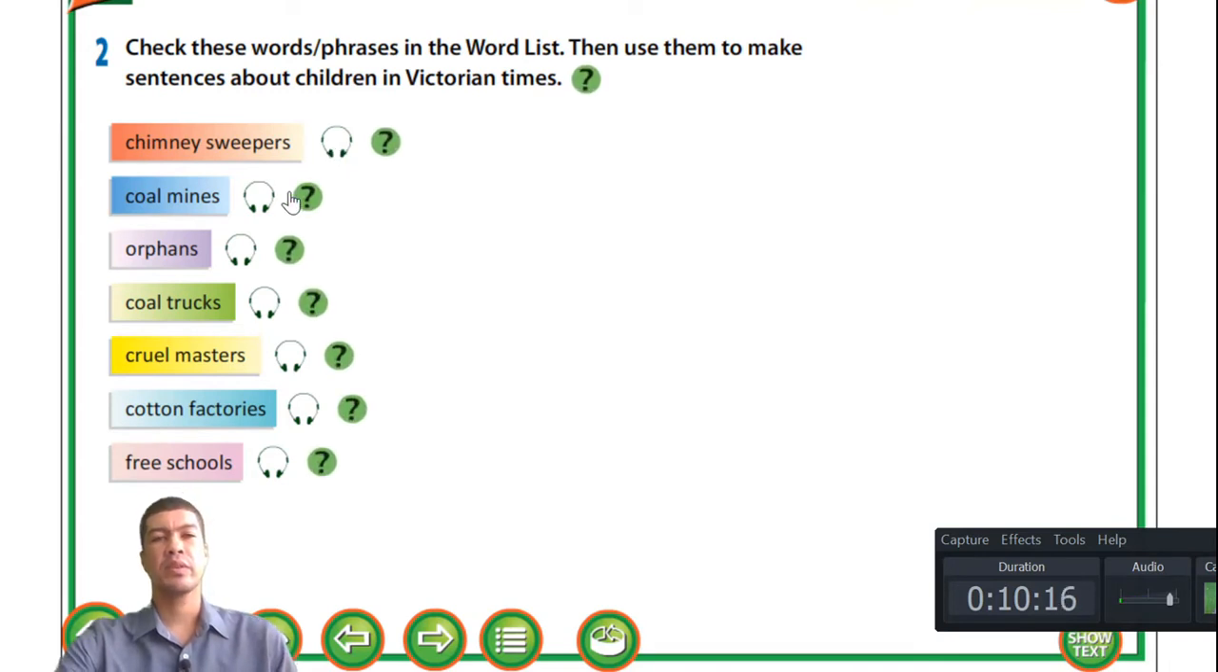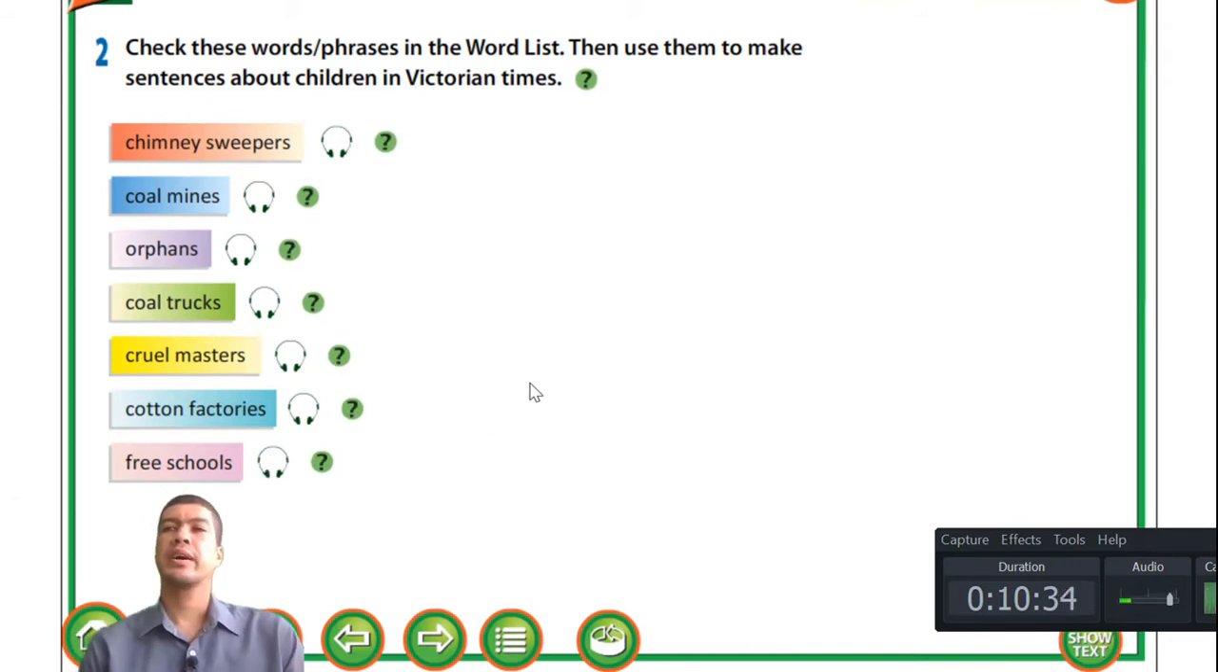Small boys often worked as chimney sweepers in Victorian times. Many children worked in coal mines in Victorian times. Victorian homeless children or orphans were often chimney sweepers. Children who worked in coal mines in Victorian times pushed coal trucks. Many Victorian employers were cruel masters. Many Victorian children worked in cotton factories. Lord Shaftesbury started free schools for poor children.